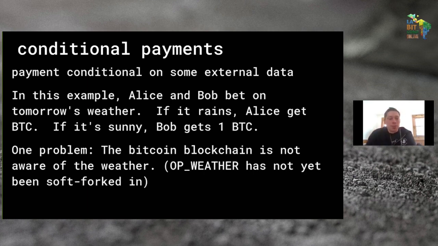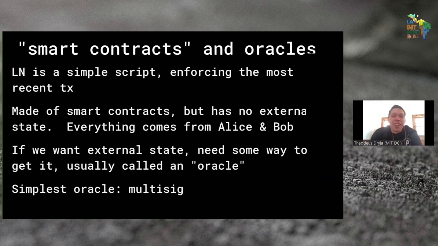But yeah. So the one problem is the Bitcoin blockchain is not yet aware of the weather, right? There's no weather API, and you can't do that. And so you can use smart contracts. And the idea of smart contracts, a lot of people think Ethereum and stuff. But Bitcoin definitely supports smart contracts and has since the beginning, all the script stuff. So for example, Lightning Network, it's a simple script, but it is a smart contract, right?